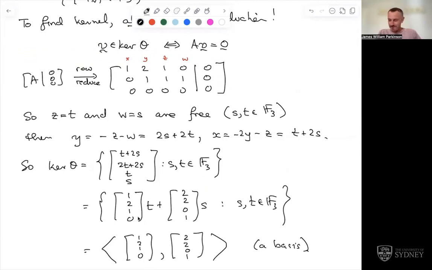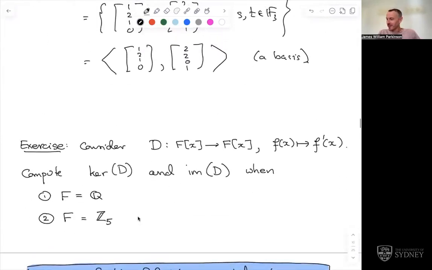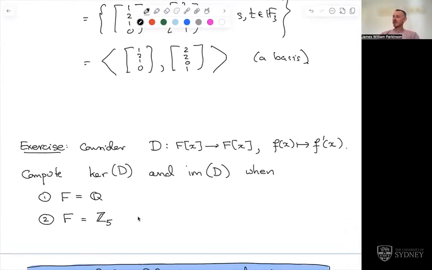So going a lot quicker with that without questions. So I guess we just keep going. Of course, you can pause it whenever you like. So as an exercise, consider the formal derivative, which I'm calling D again, from polynomials to polynomials. Compute the kernel and the image, but of course it'll be a little bit different depending on what the field is. So compute the kernel and image when the underlying field is the rational numbers, and then do it when it's the field with 5 elements. All right, enjoy that exercise.